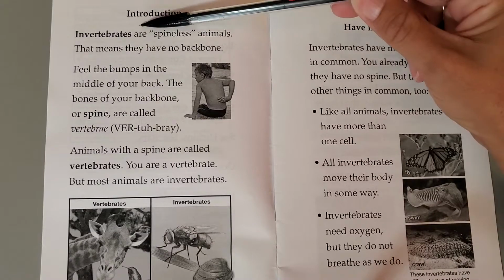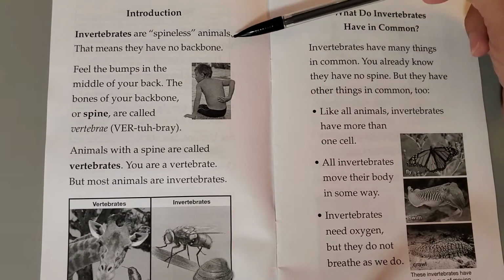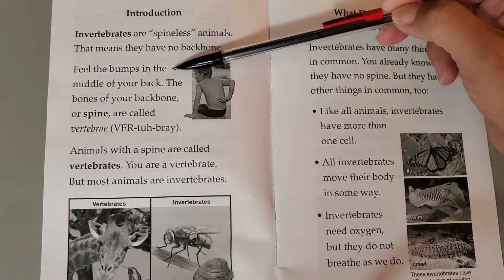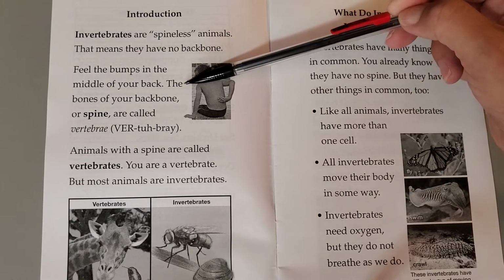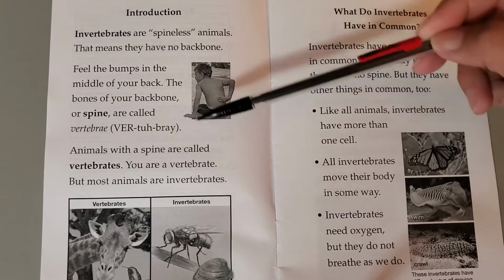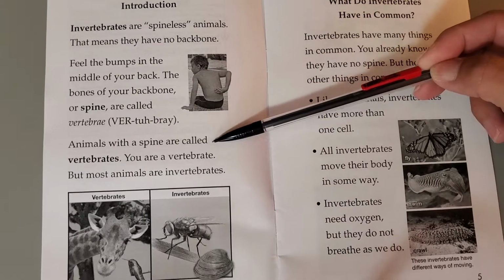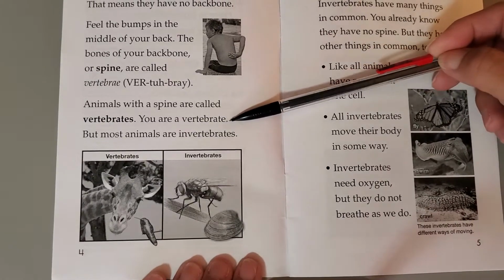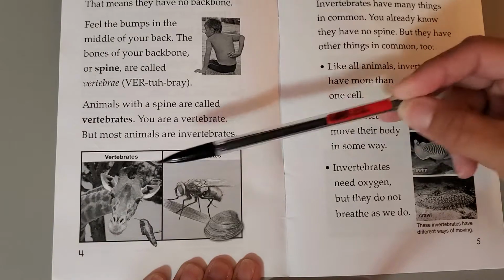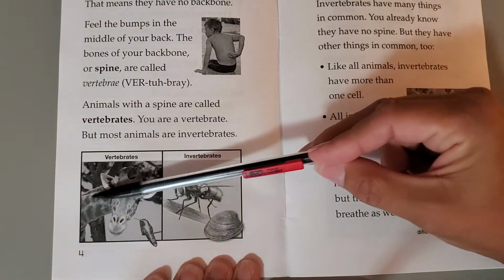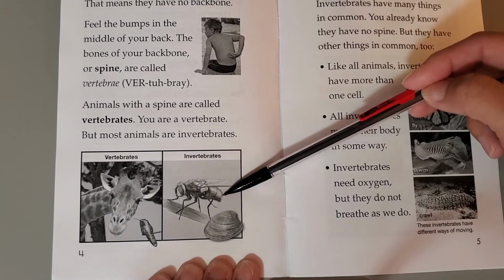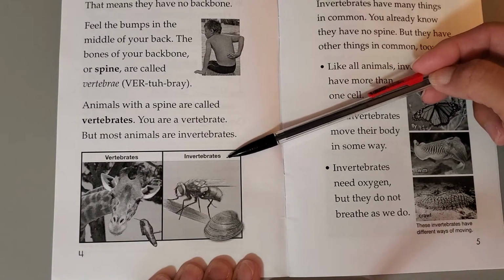Introduction. Invertebrates are spineless animals. That means they have no backbone. Feel the bumps in the middle of your back. The bones of your backbone, or spine, are called vertebrae. Animals with a spine are called vertebrates. You are a vertebrate, but most animals are invertebrates, and it shows a giraffe that we know has bones. They are vertebrates, but this fly is an invertebrate.